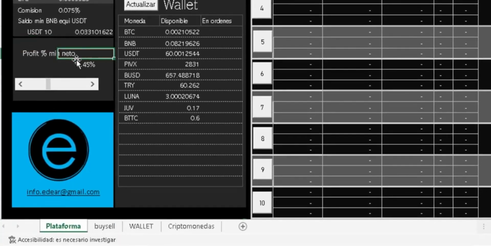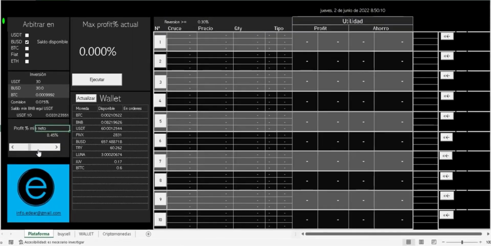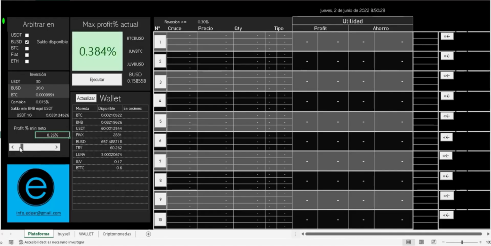And here the profit also depends on the style of each one. I like to work with profits, let's say, medium high. Not reaching 1%, but close to 0.50, 0.40. Logically, the more profit, the fewer opportunities. The less profit, the more opportunities. If I lower it here, more opportunities come out below what I need. I like to work with a profit above 0.40, that is my profile.